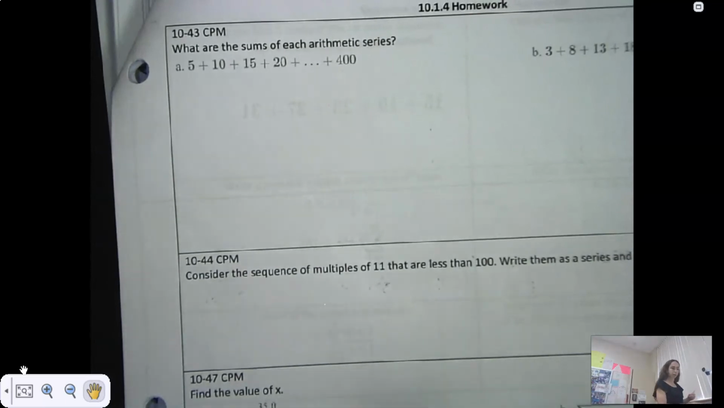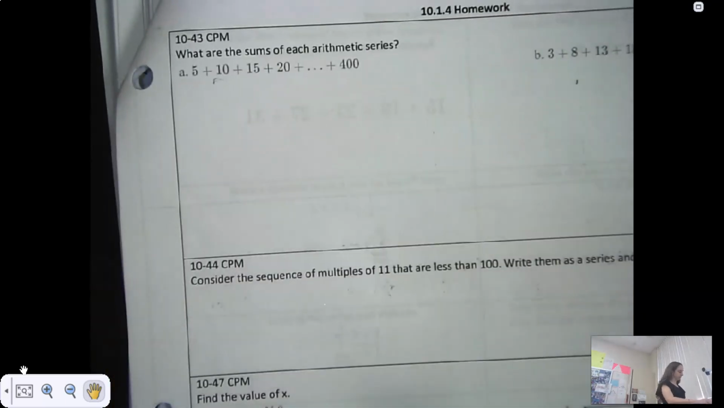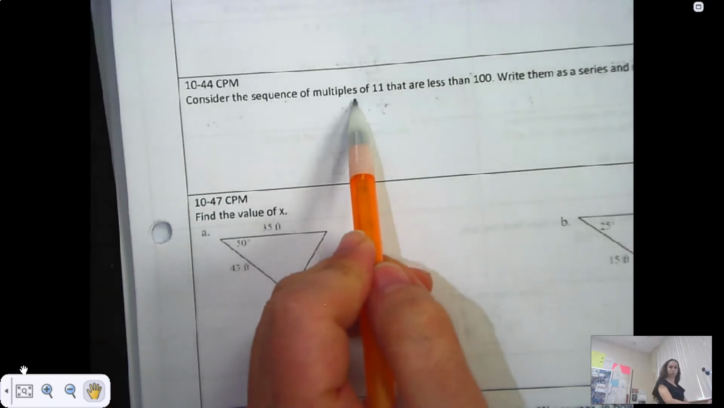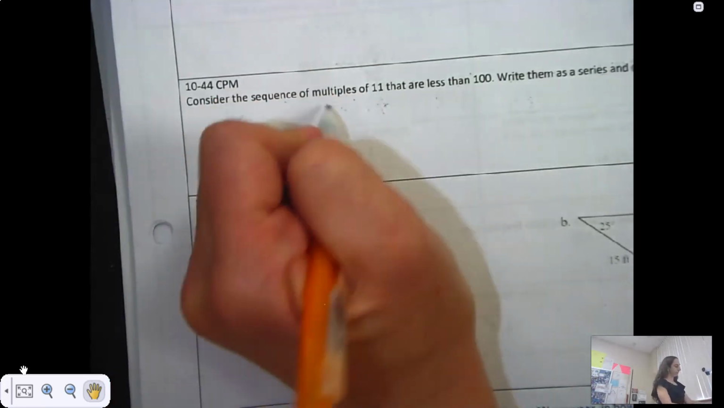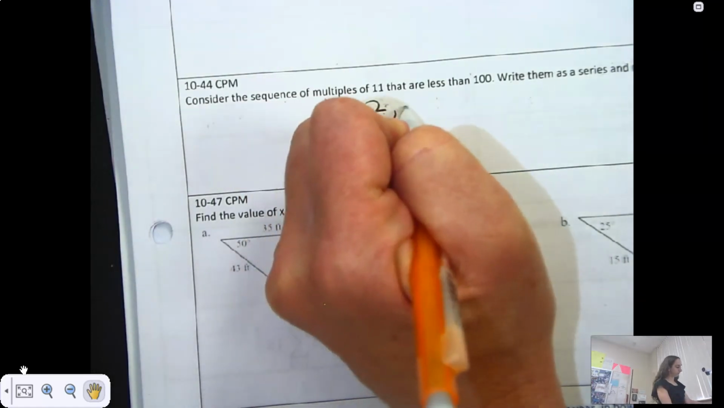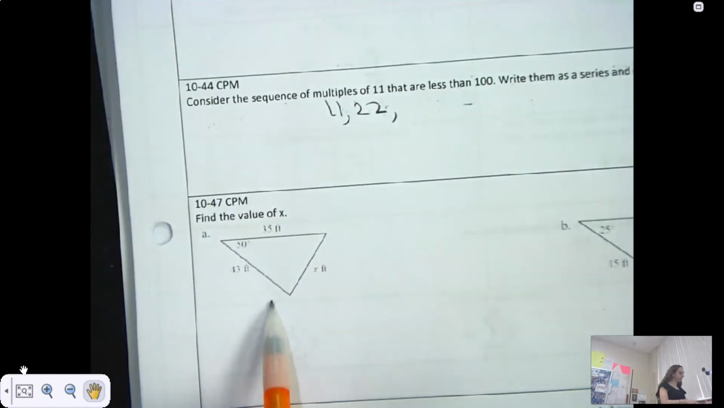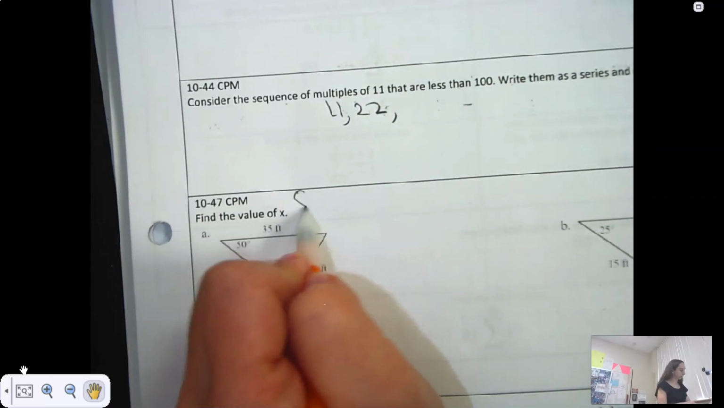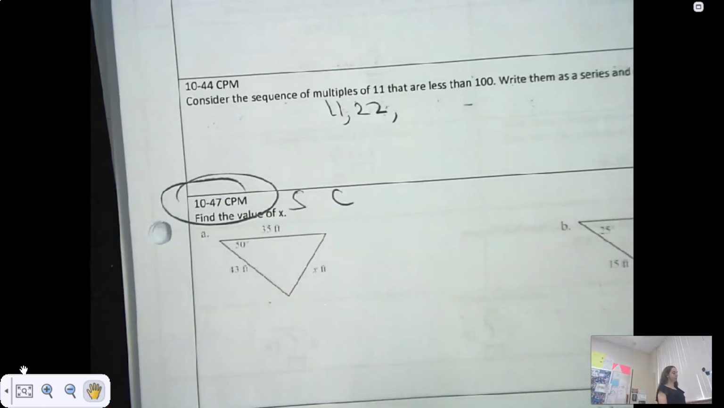Okay. All right, let's go over the homework here because we have time in this video. So find the sum. And then they're saying multiples. What does a multiple of 11 mean? It means you take 11 times 1, then 11 times 2, then 11 times 3, dot, dot, dot. Find the value of x. You're going to do the law of sines or the law of cosines. You can always use CPM to help you.